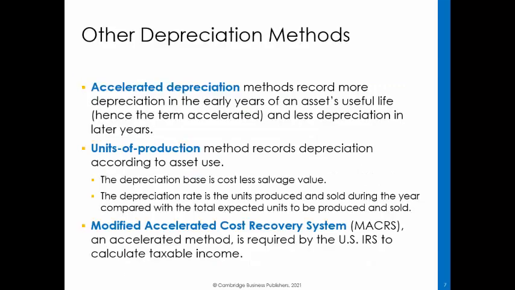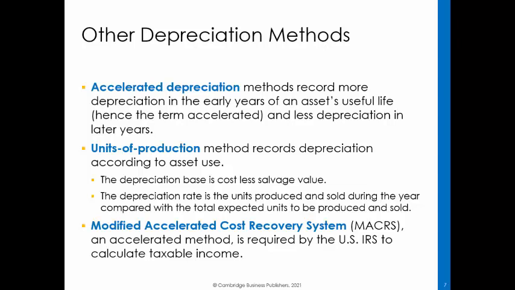Accelerated depreciation methods record more depreciation in the early years of an asset's useful life and less depreciation in later years. At the end of the asset's useful life, the balance sheet will still report a net book value equal to the asset's salvage value. The difference between straight line and accelerated depreciation methods is not in the total amount of depreciation, but in the rate at which costs are transferred from the balance sheet to the income statement.